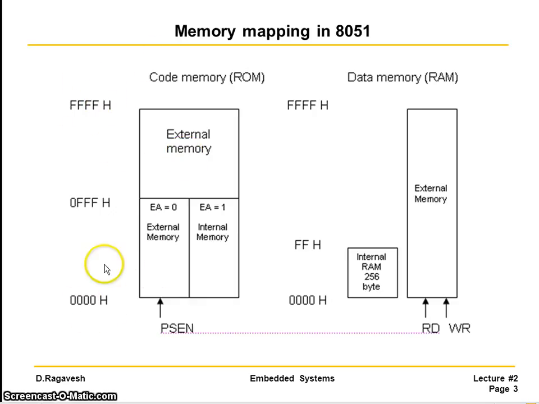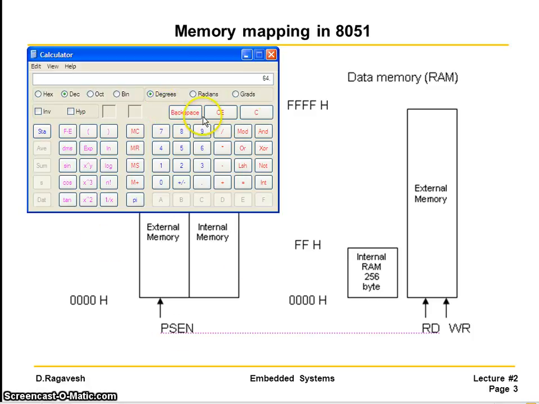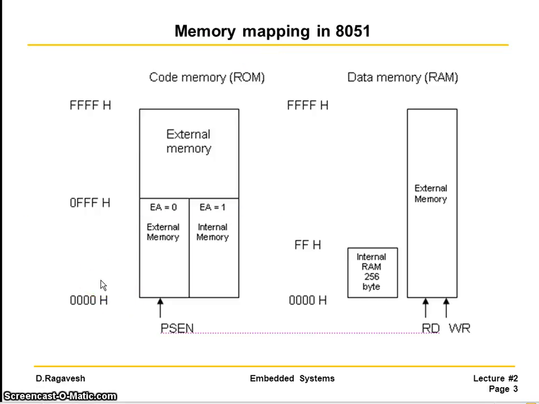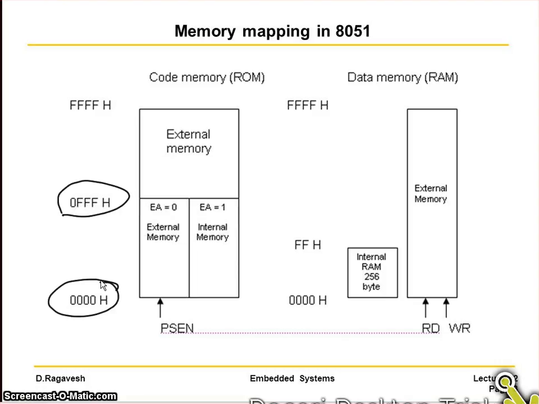I also told you the 8051 has 4 kilobytes of memory. 4 kilobytes means, in decimal, 1024 for 1 kilo multiplied by 4. If you look at the hex value 1000, but we start with 0, that means minus 1 will give you FFF. That means you see here the code memory starts from location 0 and goes up to 0FFF.